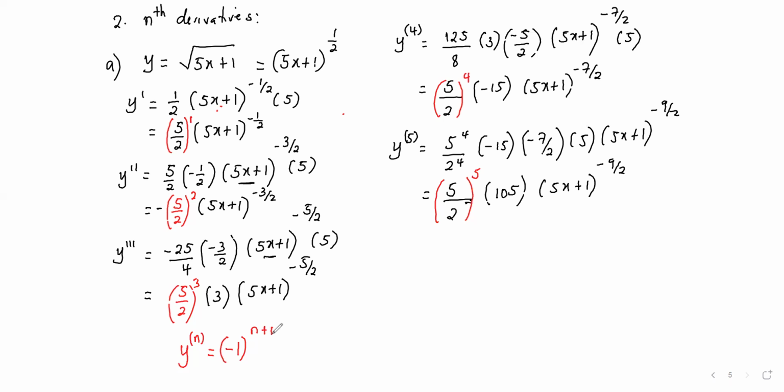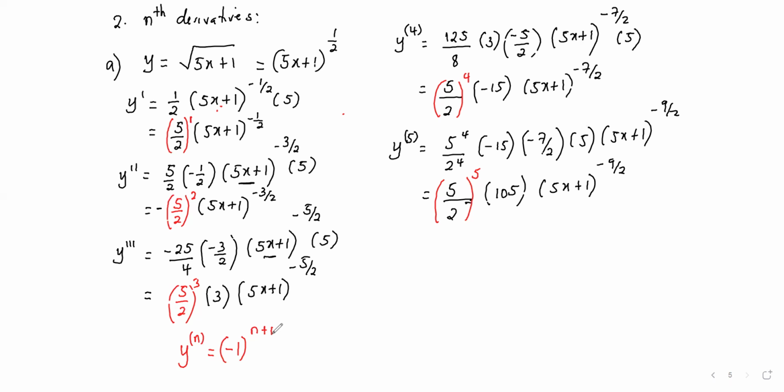Yeah, n plus 1. So the first one, 1 plus 1, we get 2. So that's why it's positive. The second one, 2 plus 1 is 3. That's why we have the negative. The third one, 3 plus 1 is 4. So we have the positive. Okay, so we treat that one there.